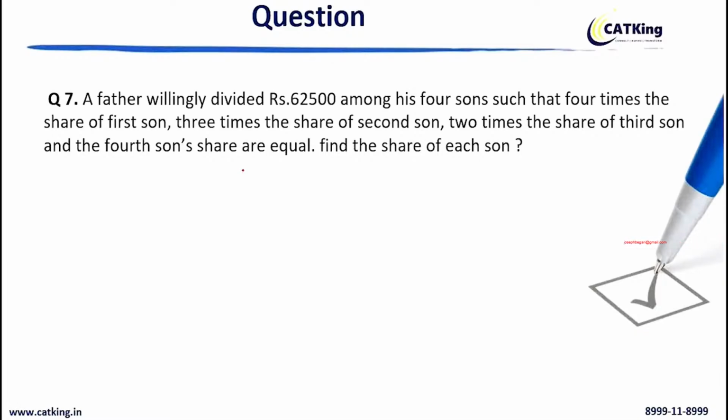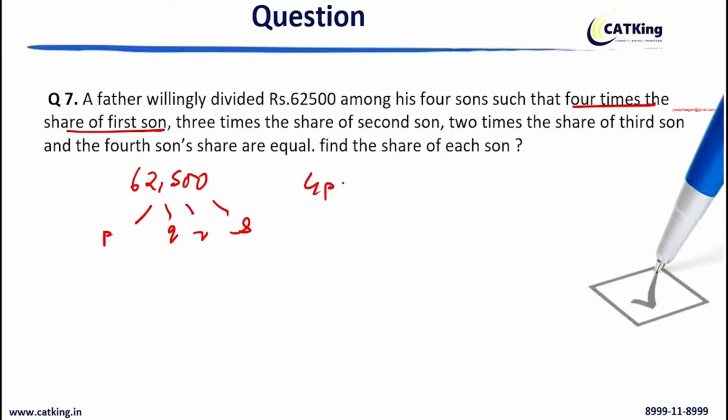Okay, so I hope you guys would have tried this out. Now the question says 62,500 is to be divided in 4 parts: P, Q, R and S, right? Also it is given 4 times the share of person P, 4P equal to 3Q is equal to 2R equal to S. This is given in the question, correct? This is given to me, right?